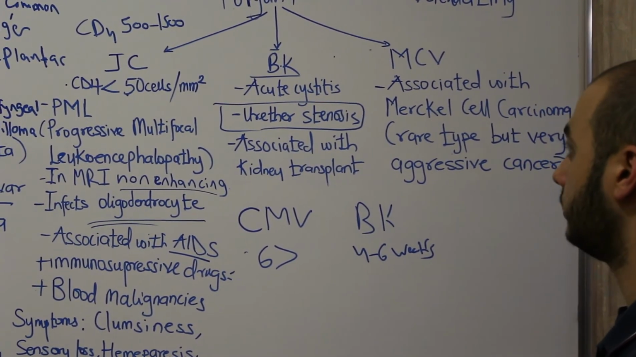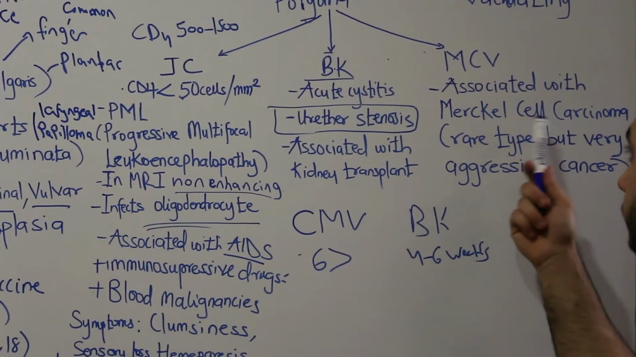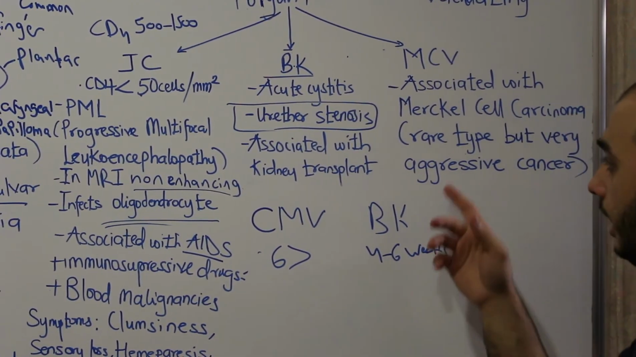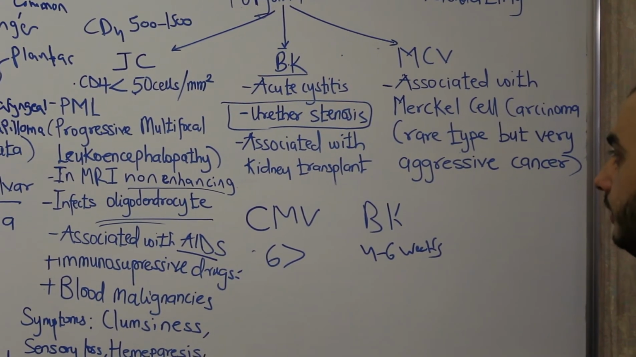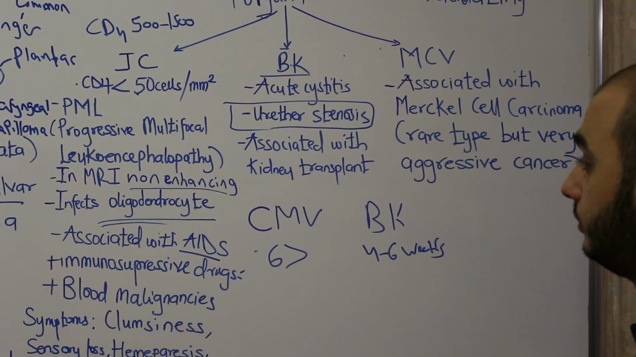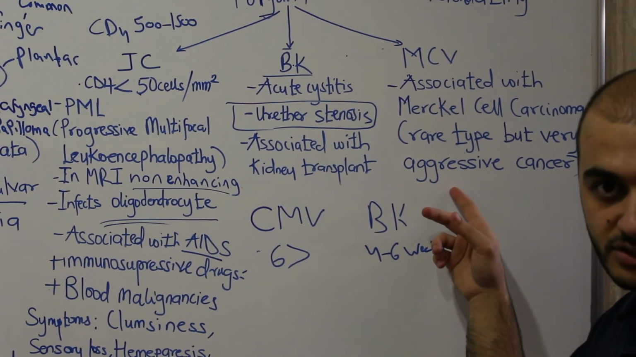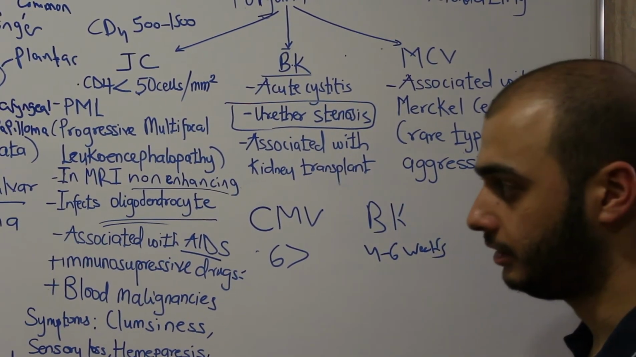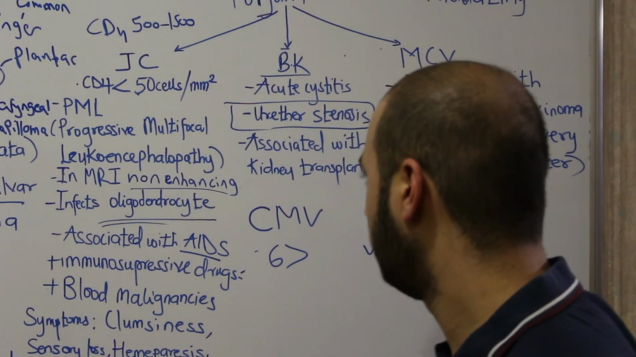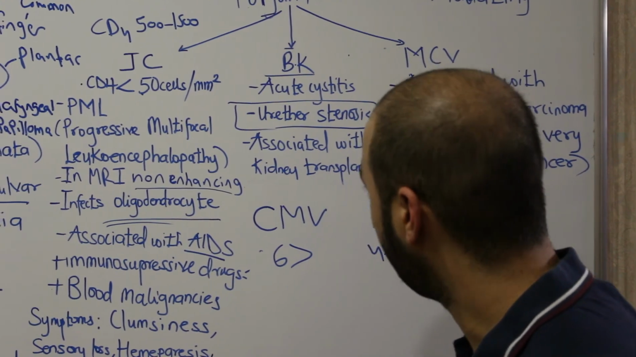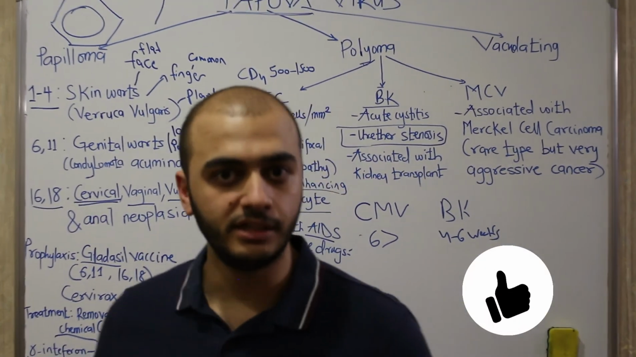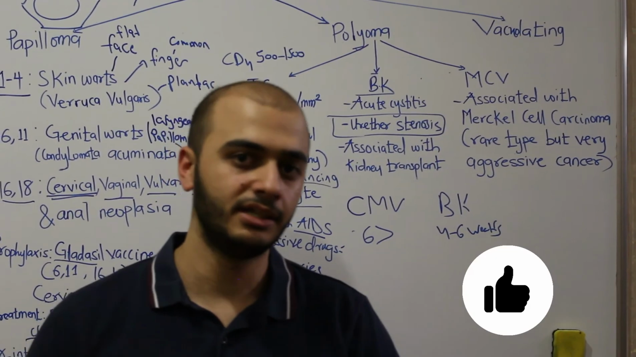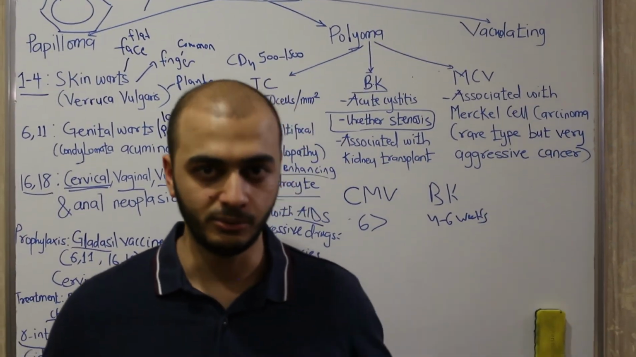Merkel cell virus. It's actually associated with Merkel cell carcinoma, a rare type of cancer, but very aggressive. Really, it's very aggressive because it's undifferentiated and makes early metastasis. So that's it about this family. It's a very important family really, and I hope you got the benefit.